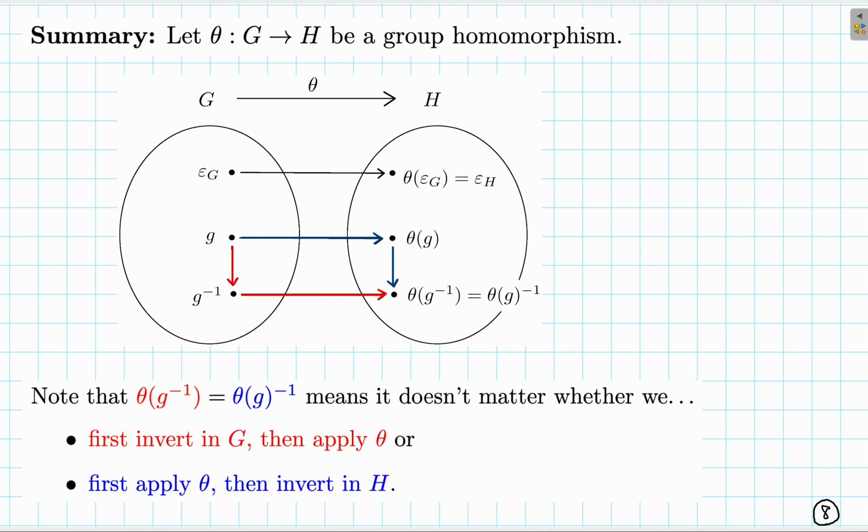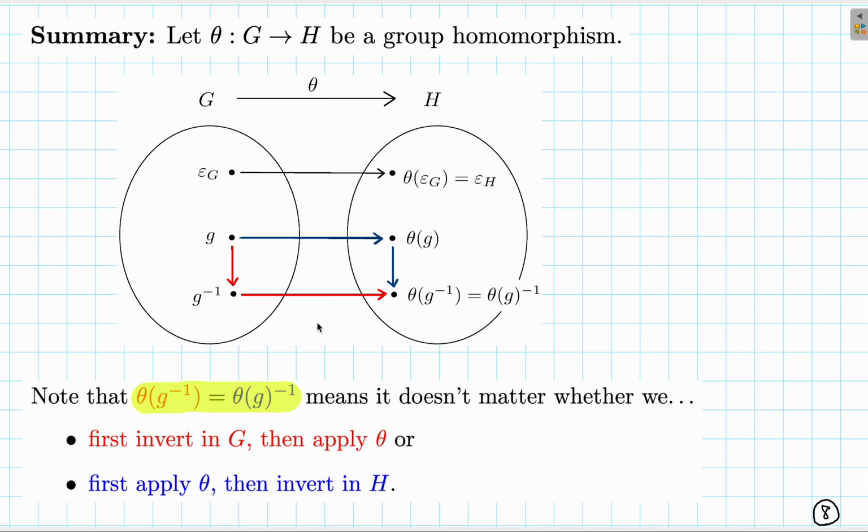We'll conclude this lesson by summarizing some of the properties of homomorphisms. So we'll let theta from G to H be a group homomorphism. Then we saw that theta preserves the identity, namely it maps the identity of the domain to the identity of the codomain. Now we also just proved this property right here. Theta of g inverse equals the inverse of theta of g.